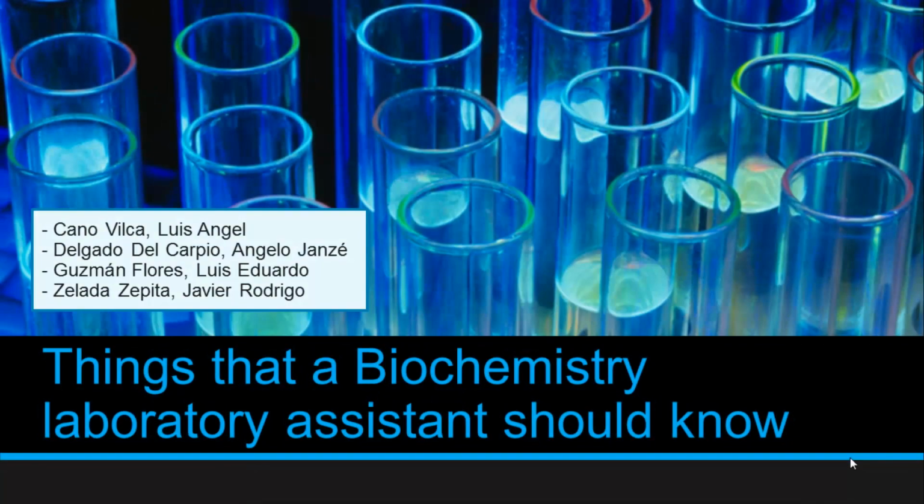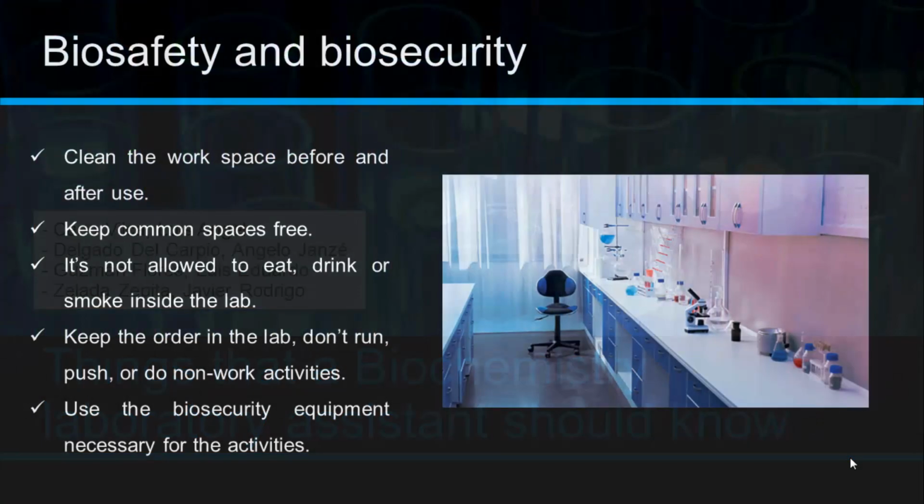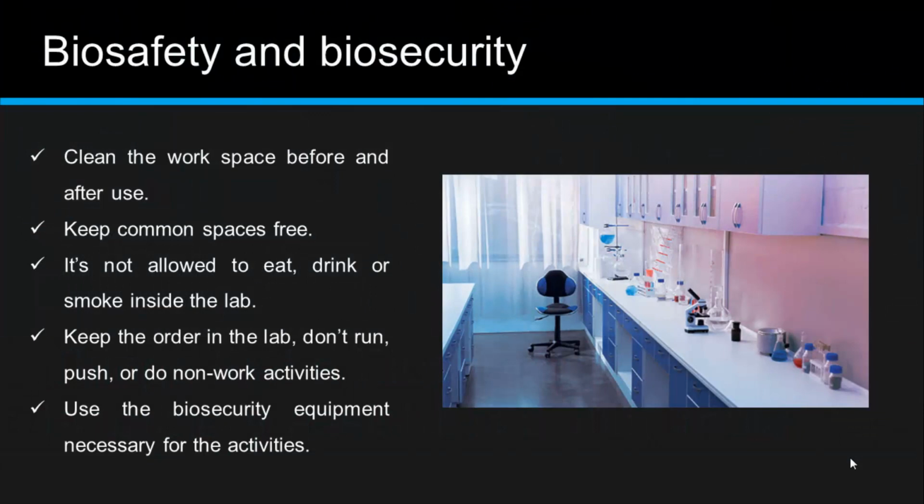Today we're going to talk about things that a biochemistry laboratory assistant should know. For the first topic, we have biosafety and biosecurity. Both of them define the laboratory operating environment. So we have general rules or recommendations for the correct use of the lab.